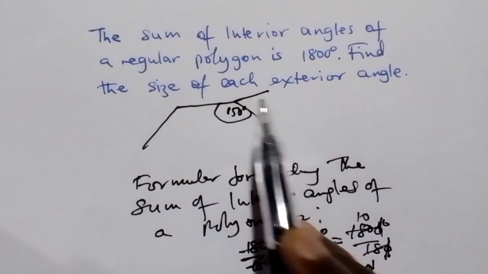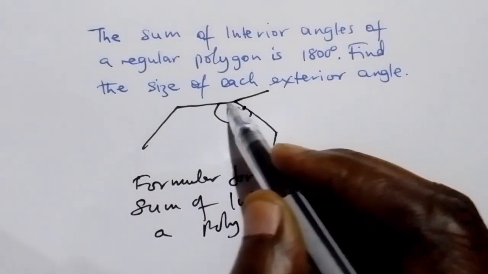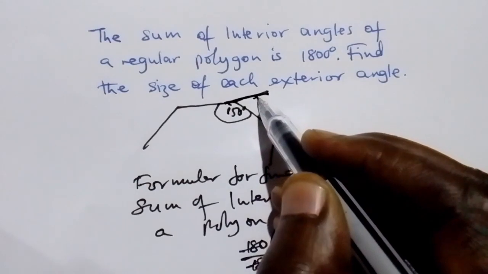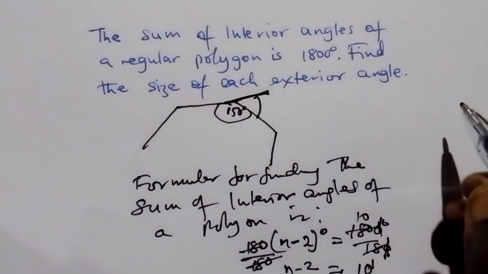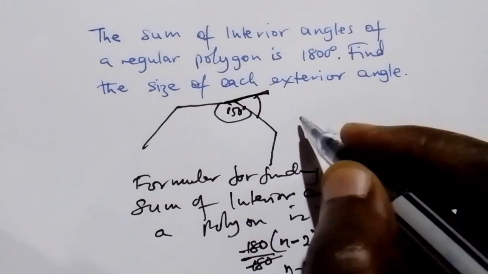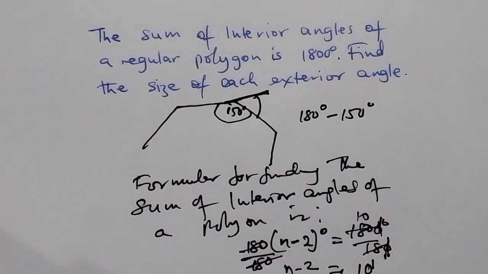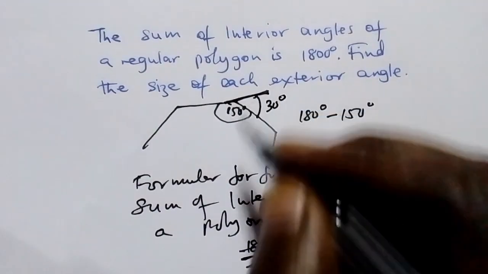Find the size of each exterior angle. Now what about each exterior angle? We extend this one here. This is a straight line. We want to find this exterior angle. You can see that this is a straight line, and a straight line is 180 degrees. So the exterior angle is going to be 180 degrees minus 150 degrees, and this is going to give us 30 degrees.